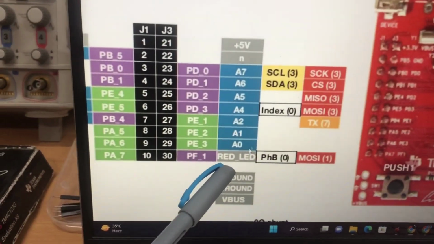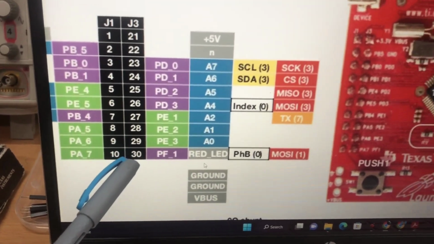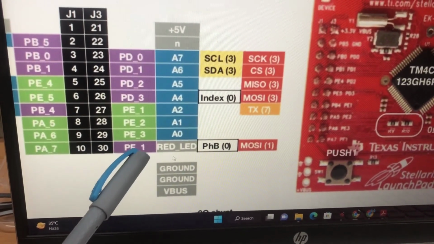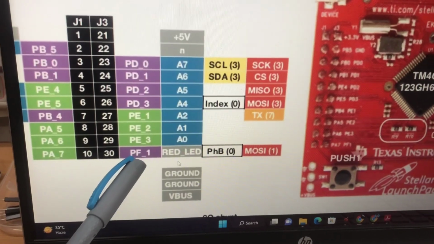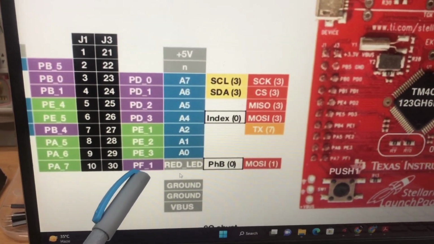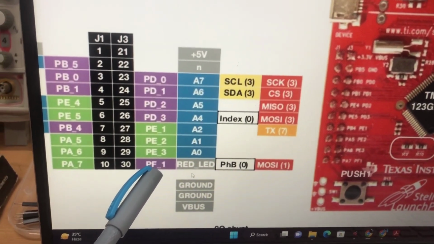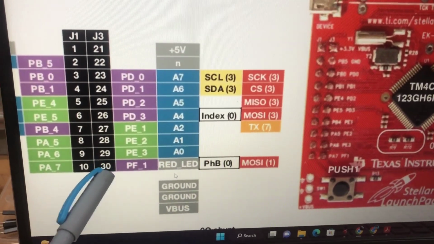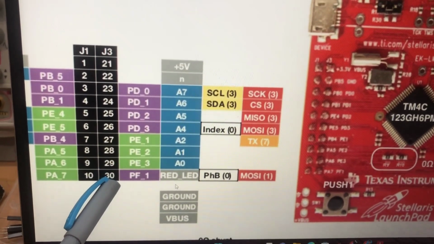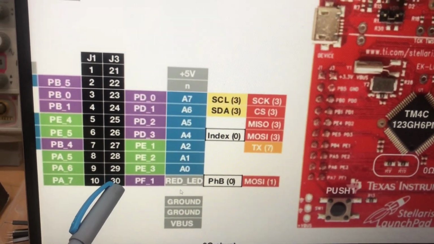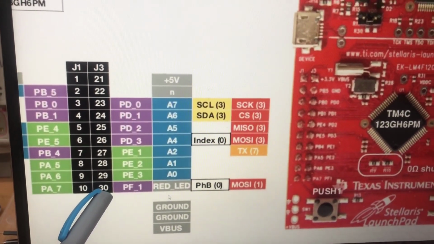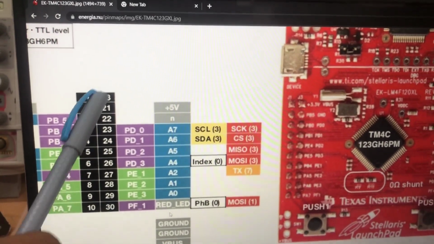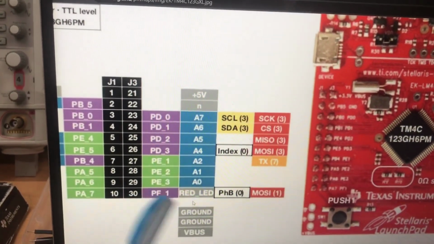Red LED is connected to 30th pin. This 30th pin is PF1. So the port F1's alternate function is pulse width modulation, that we need to understand. Port F's alternate function is pulse width modulation. Hence we are connecting the 30th pin to the servo motor's output. That means servo motor's PWM input. So for example, what is 30th pin? The jumper 3's 30th pin is here.